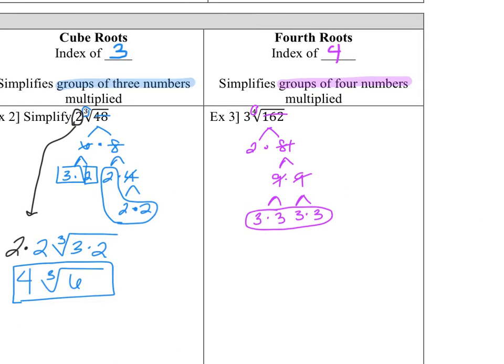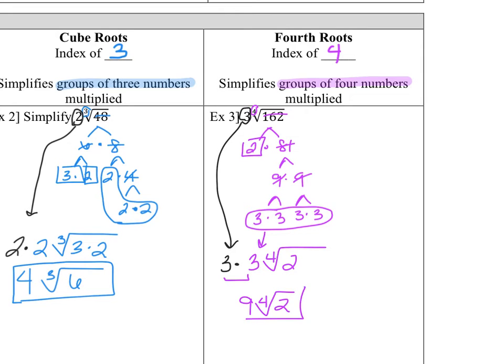Now that we have our groups, what is in a group goes out of the root. So 1 3, like a representative, not 4 3s, just 1, goes out of my fourth root. And then what's left without a group, so this 2 way up at the top, stays in the root. But we can't forget about this 3 in the very front. That 3 is still being multiplied out front here, like so. So then we're going to simplify this all down. 3 times 3 makes 9. And then the fourth root of 2 is my simplified version.